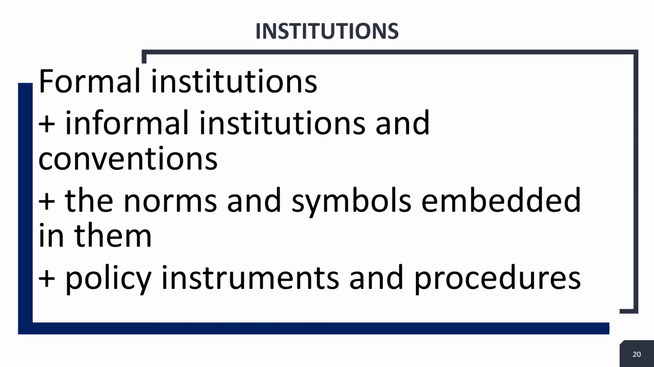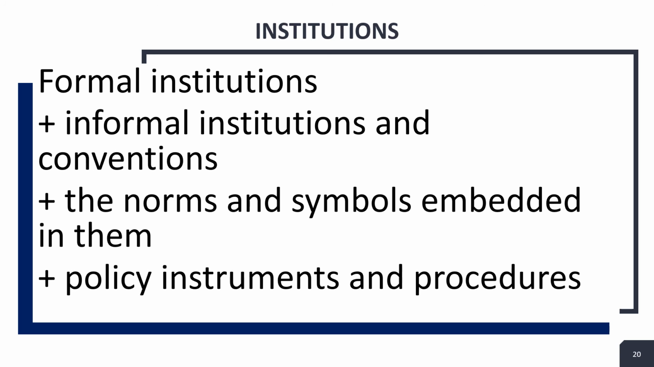Okay, so to summarize, our discussion on the institutions gave us the following elements. You have formal institutions, you have informal institutions and conventions, and you have the norms and symbols embedded in them, and then policy instruments and procedures. Yung policy instruments and procedures would be the outcome of those stable recurring patterns of behavior.